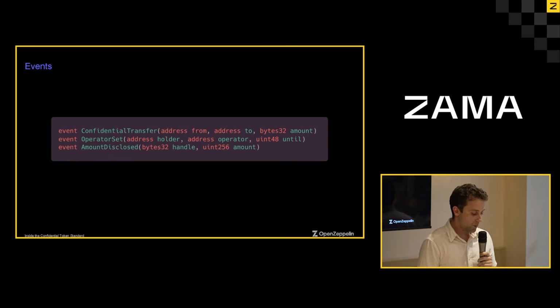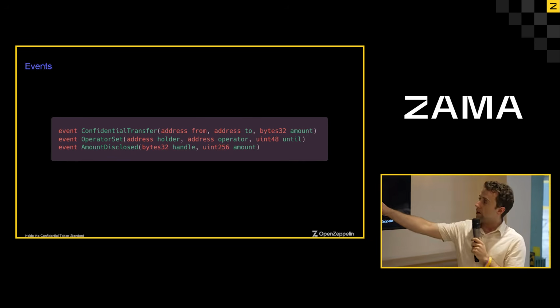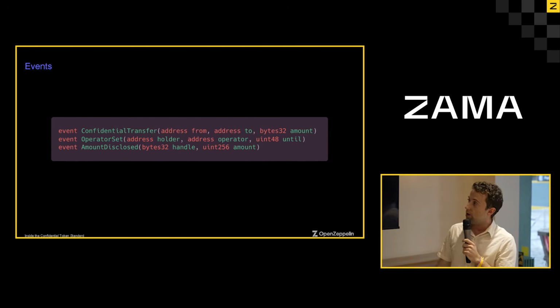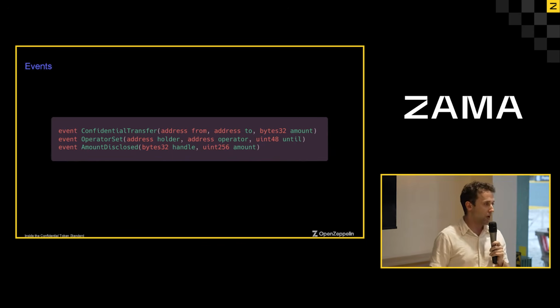Then we have the operator. The operator is how we do approvals with ERC 7984. We actually opted to not do amount-based approvals.